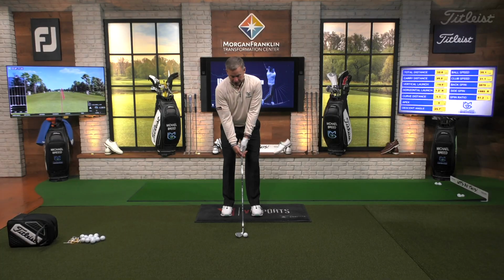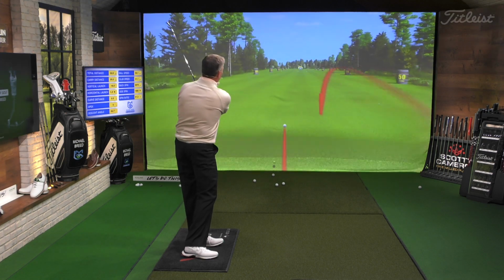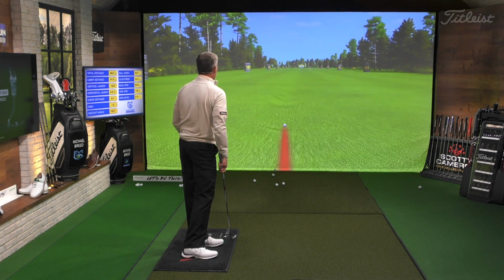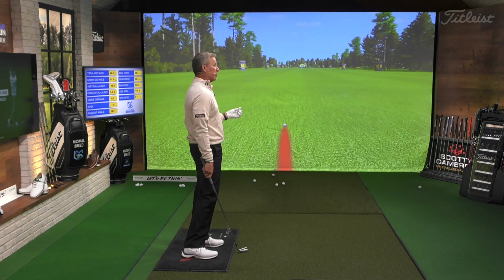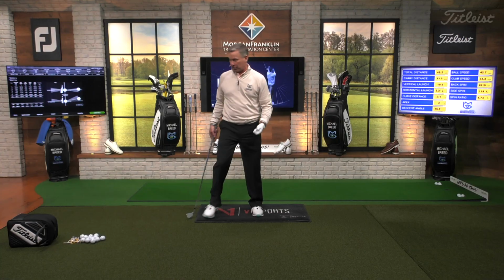So now I come in like this. So I set the club face open like that. And now I'm going to take it and I'm going to shut the face. And on that particular time, I hit it thin on the bottom of the club. It started left and it spun a little bit to the left. Not a lot, only 119 RPMs of left spin. But I spun that thing as hard as I could to the left.